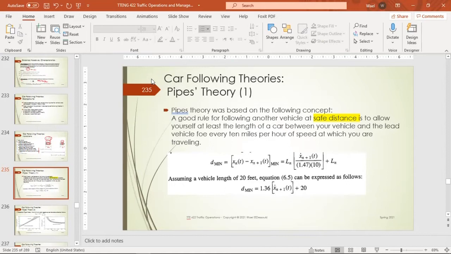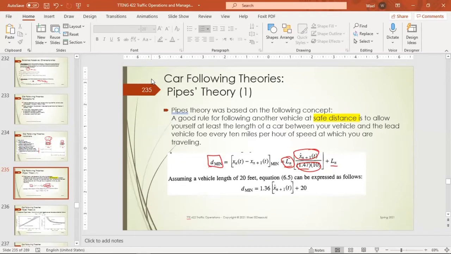a length of a car between his vehicle and the lead vehicle, and for every 10 miles per hour, you leave a space for a length of a vehicle. That means the speed divided by 10 miles per hour, and this is the conversion factor from miles per hour to feet per second. So you multiply it with Ln, the length of the lead vehicle, plus the lead vehicle length. So that was his D minimum, the minimum safe distance headway.